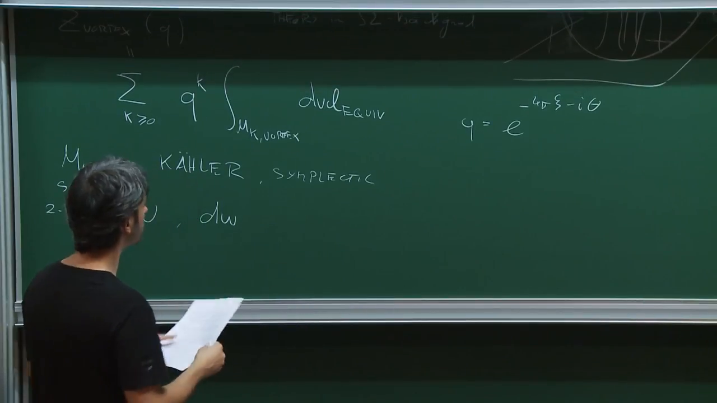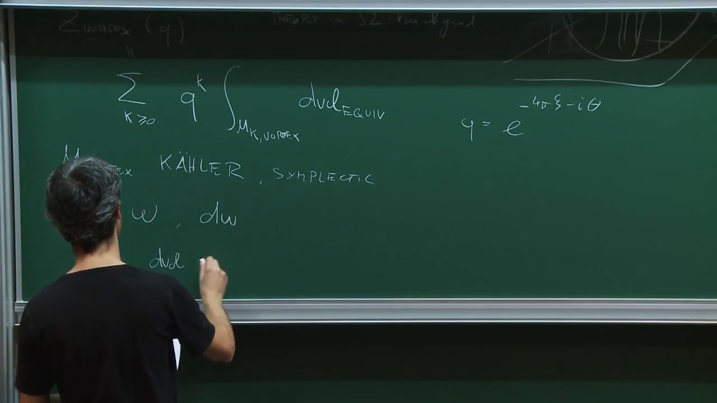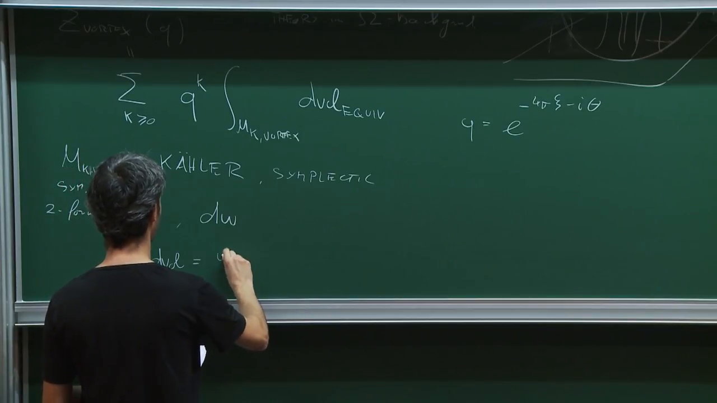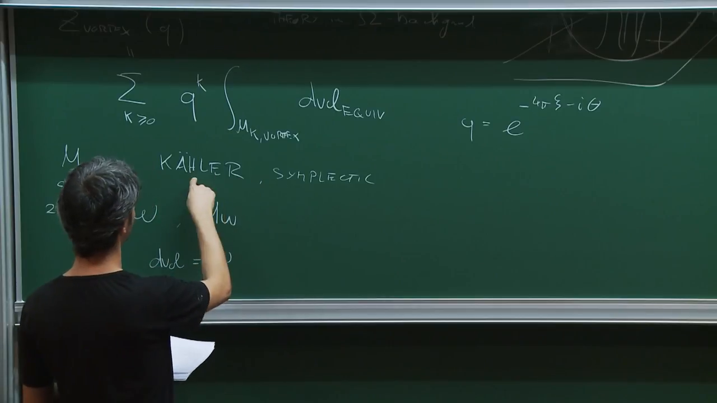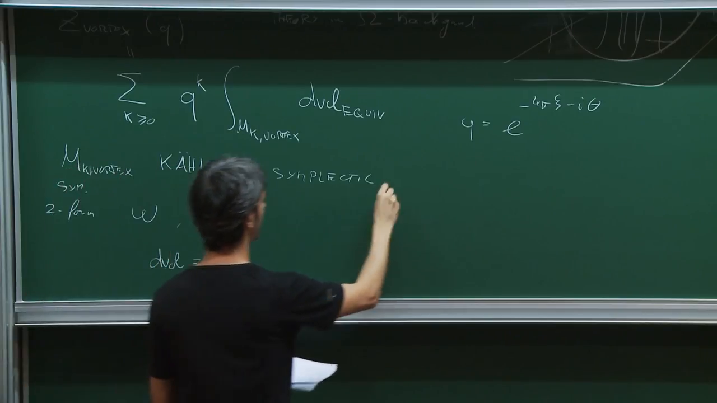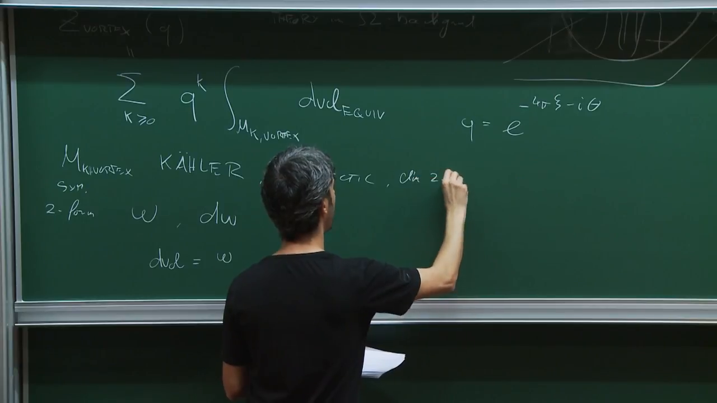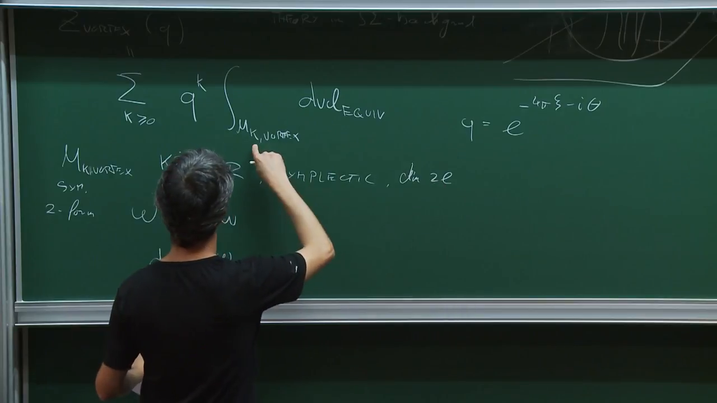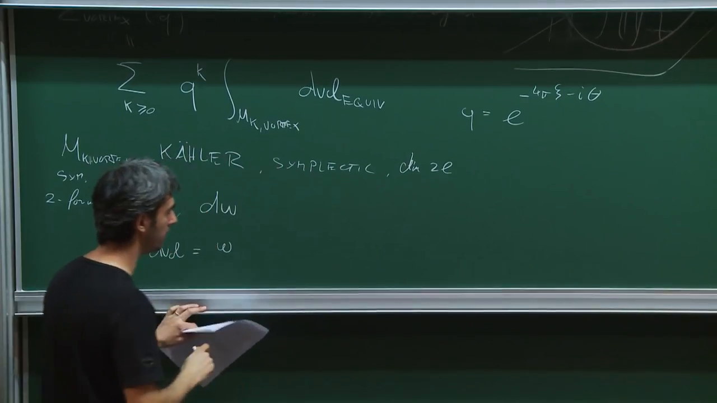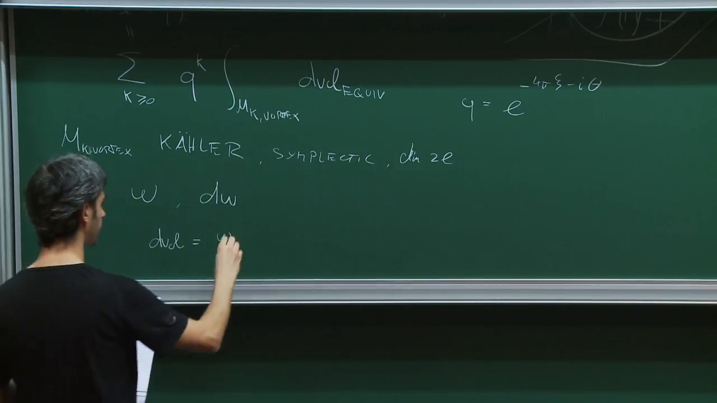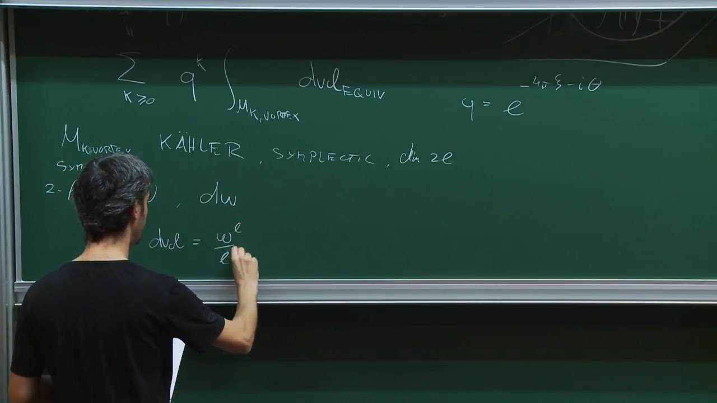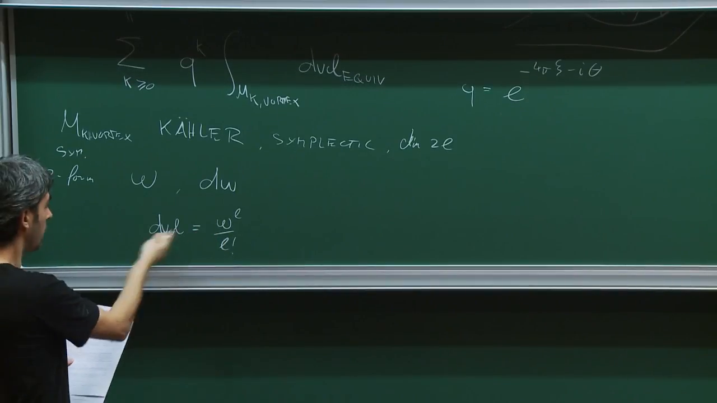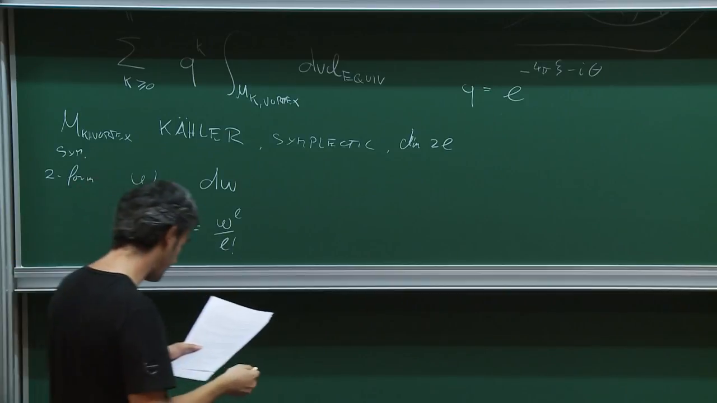So we could try to take the volume to be equal to omega to the power L. This is Kähler and symplectic, so the dimension of this space is 2L. We could determine what L is in terms of K and the gauge group, but I don't remember the formula, but it's even. So the volume form will be this. But as you say, this volume is infinite, so we don't want to compute this because this is just going to be infinite.